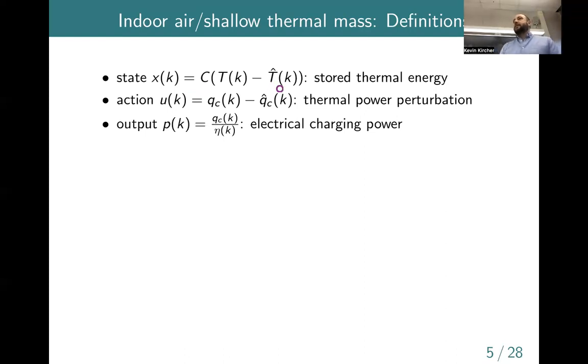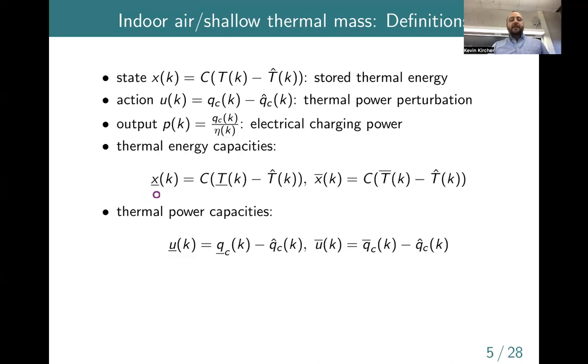And so the hats here, you may remember, denote basically normal operation. So it's really by adjusting the building away from its kind of normal operating state that we can store or charge or discharge the thermal mass. And the action then is essentially the perturbation, the adjustment that we make to the thermal power that we inject, or if it's negative, that we extract from the indoor air. And then the output P is just the thermal power divided by the COP of the heating or cooling equipment.